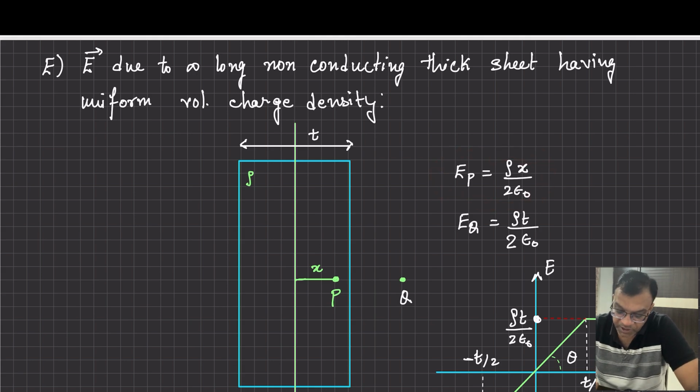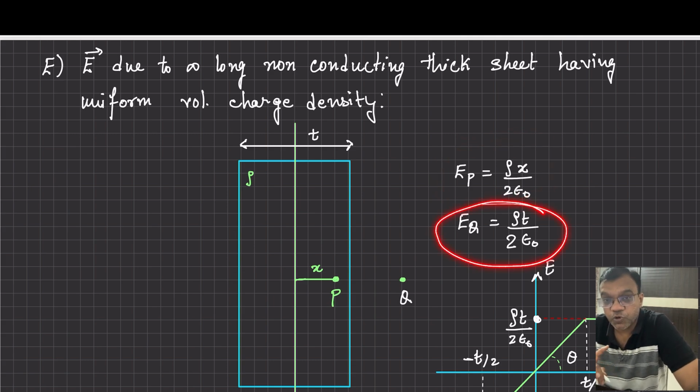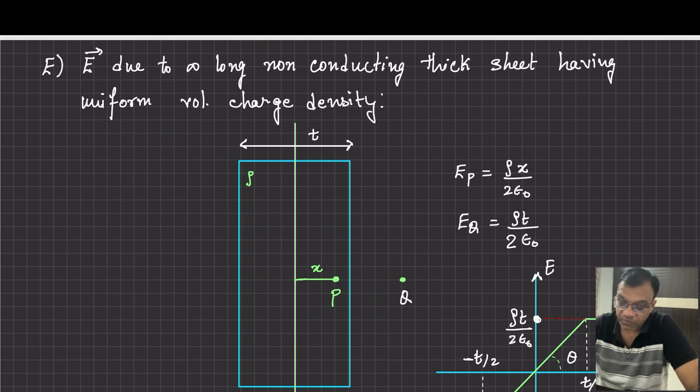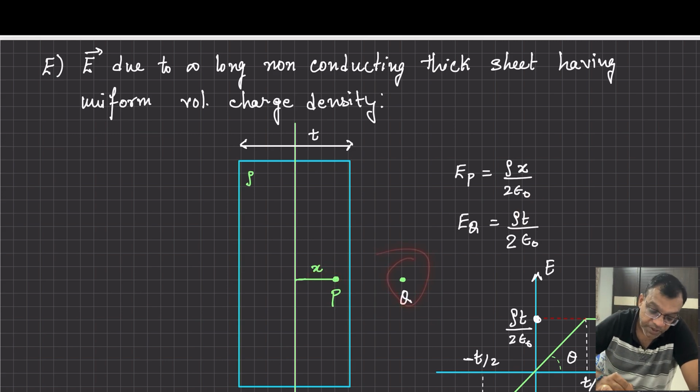So the electric field intensity at point P, an inside point, is rho x upon 2 epsilon naught, and at an outside point it is rho t upon 2 epsilon naught, where t is the total thickness of the sheet. So at any inside point rho x upon 2 epsilon naught, at any outside point rho t by 2 epsilon naught. I would like to mark the direction.